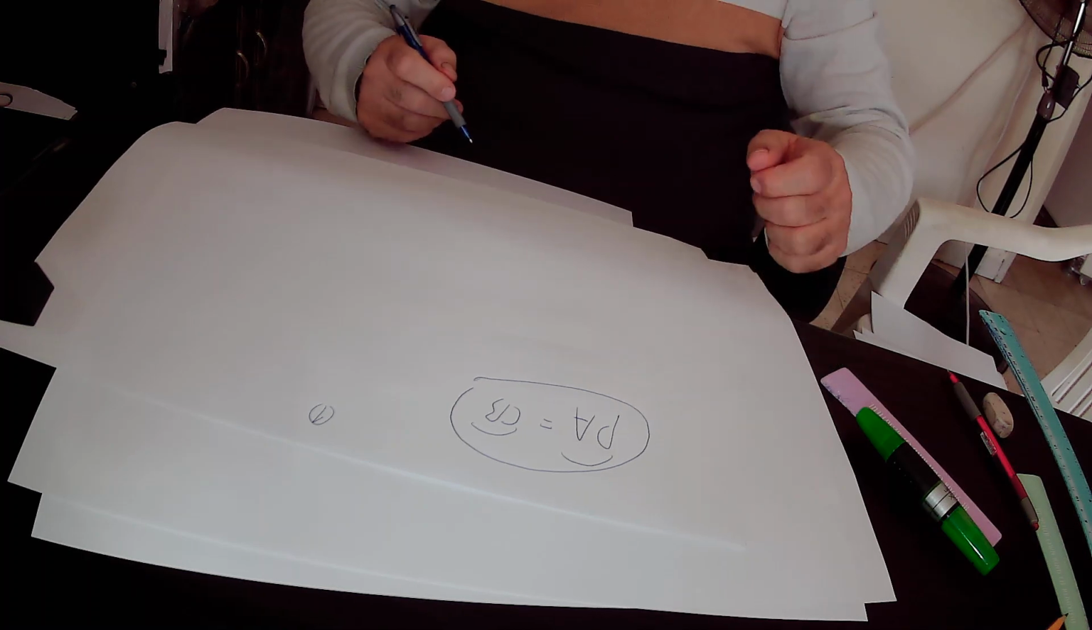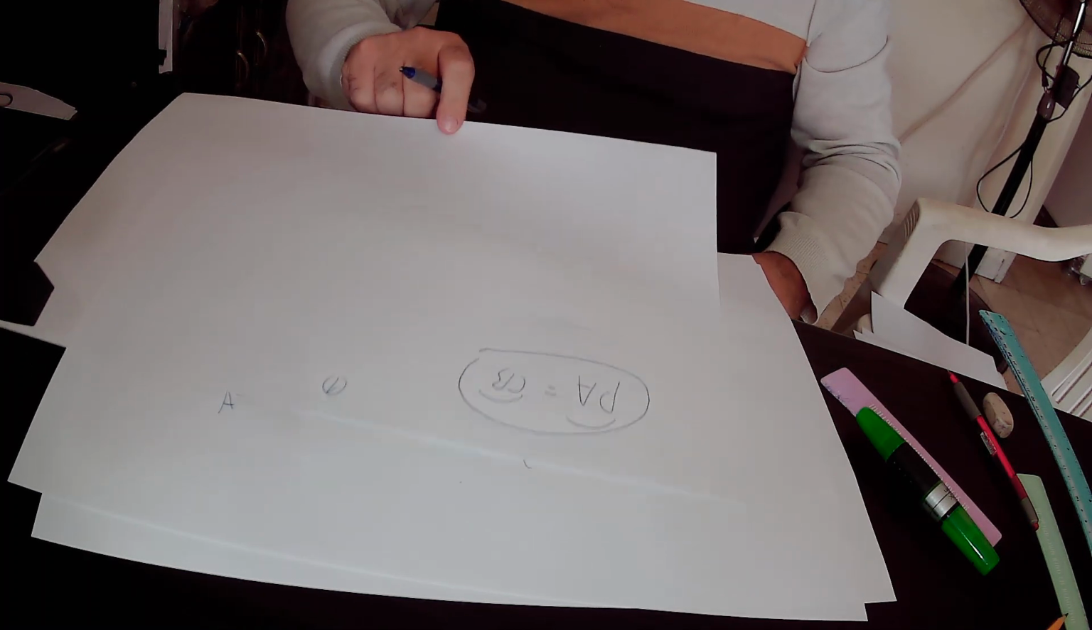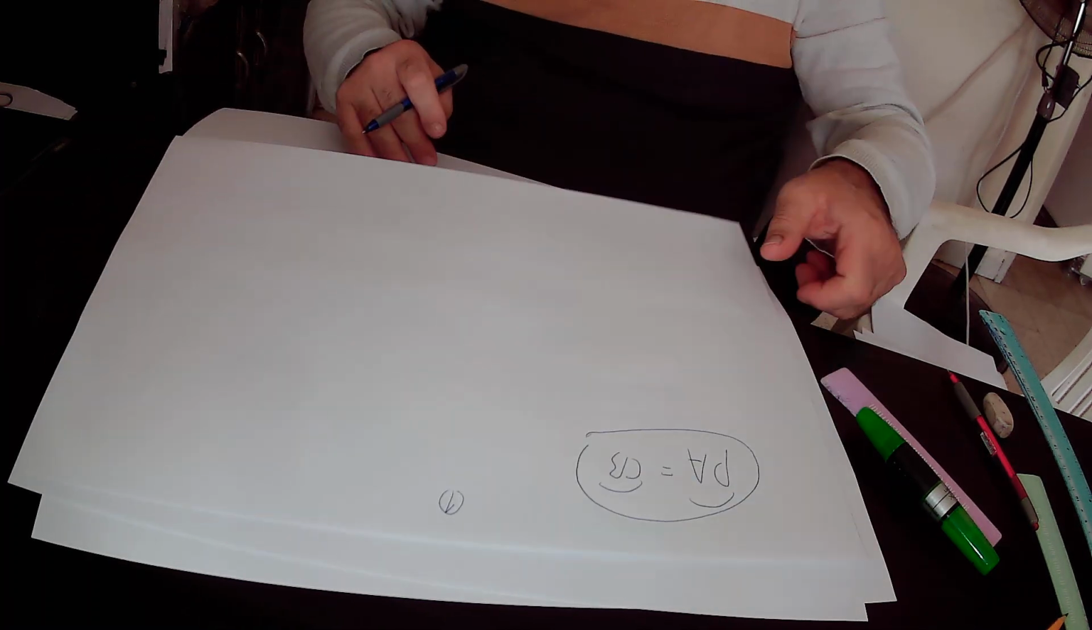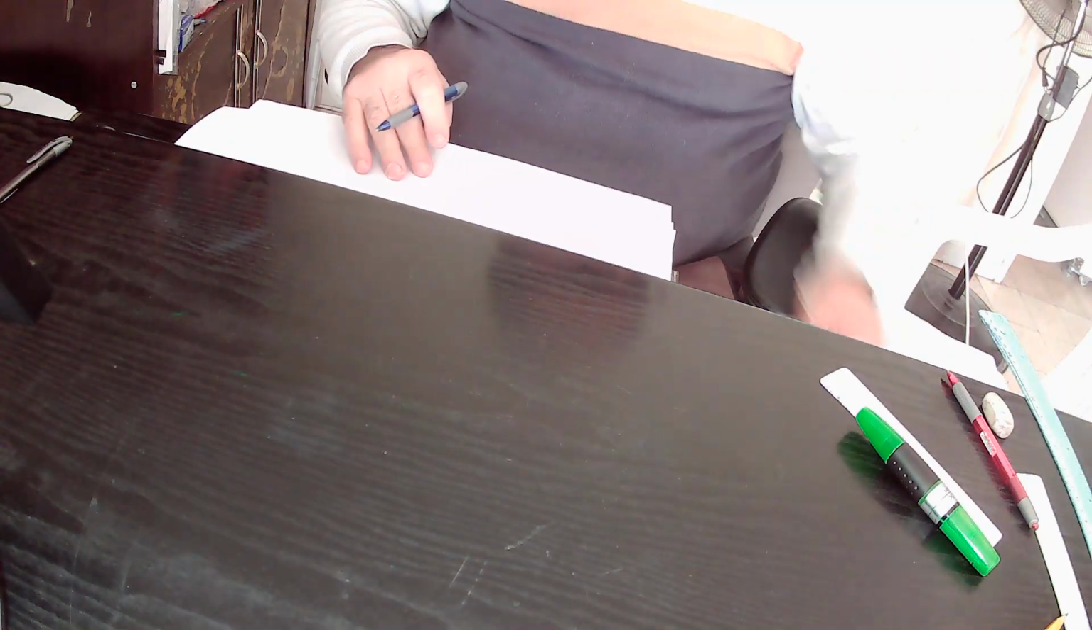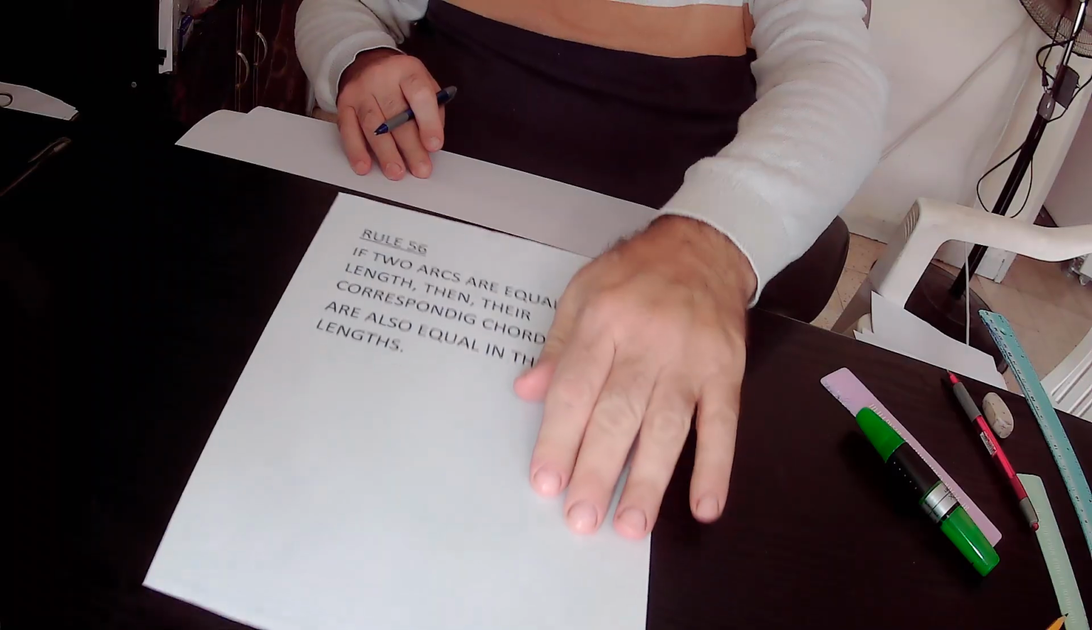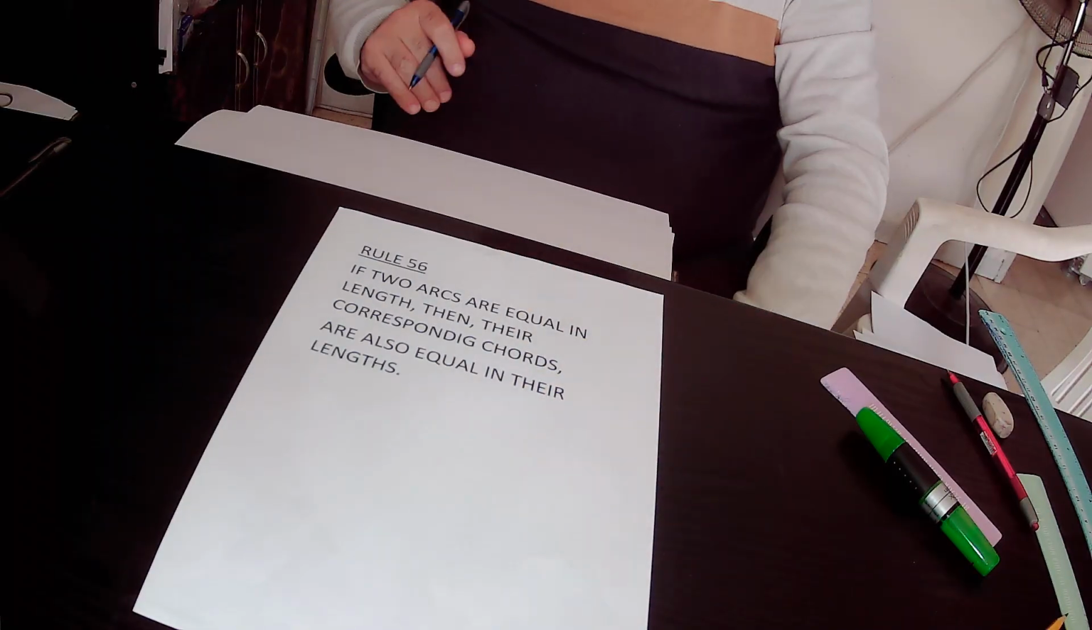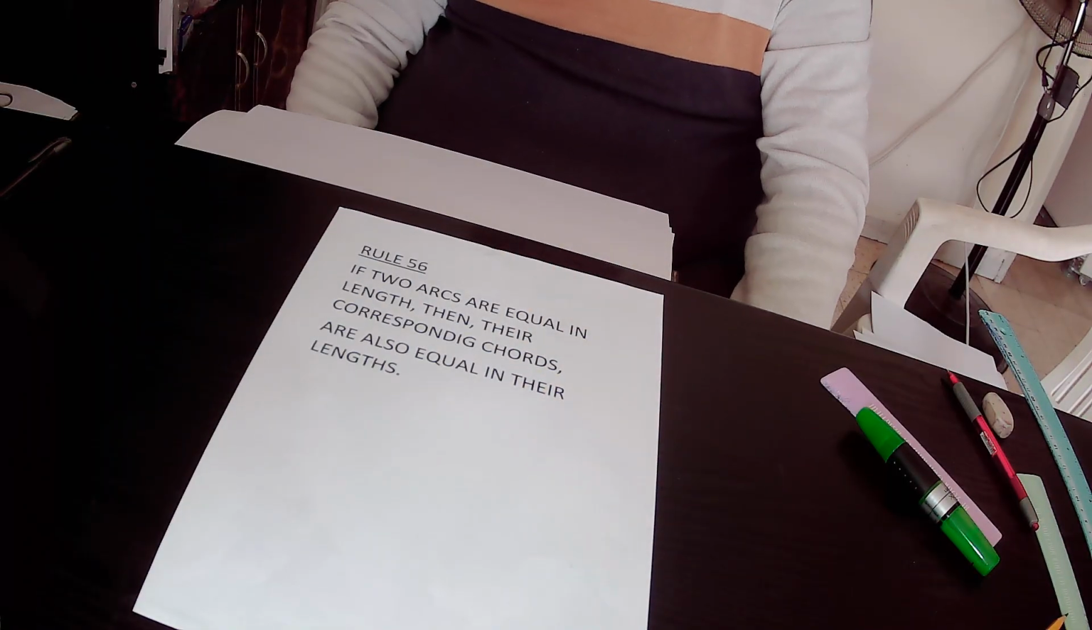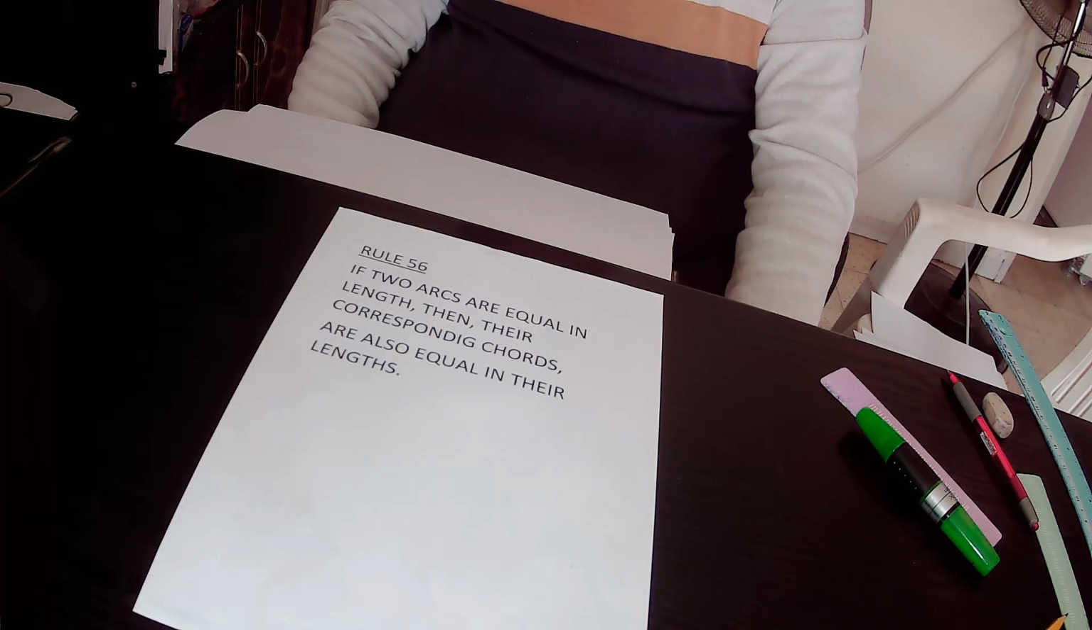So here we can implement rule 56. Let me repeat quickly rule 56. According to rule 56, if two arcs are equal to each other in their lengths, then their corresponding chords must also be equal to each other in their lengths.